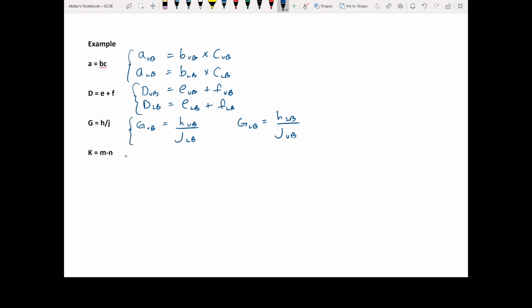Now with subtraction, it works similar to division in that if we want to find out k upper bound, we need to use a large number to begin with, m upper bound, and we need to take away a smaller number from it, so n lower bound, and that will get us the largest possible value for k, i.e. the upper bound of k. And if I want to get k lower bound, I would use a smaller value to begin with, so m lower bound, and we would subtract a larger value from it, so n upper bound, and that would then give me the lower bound for k.